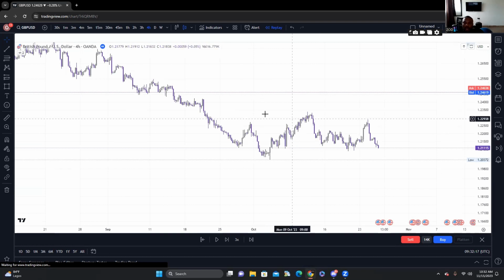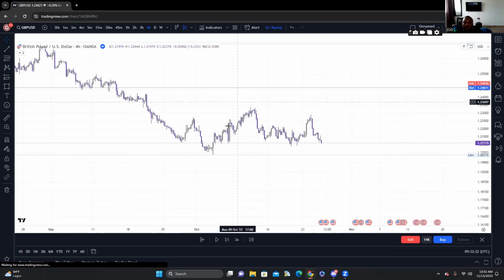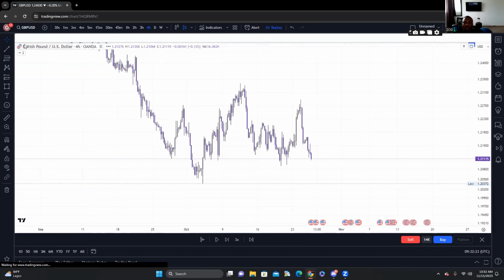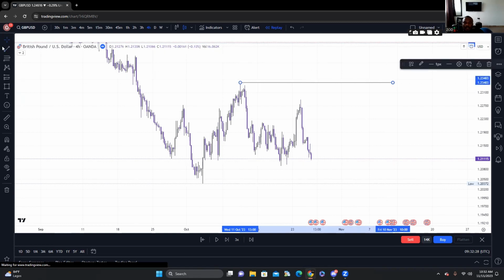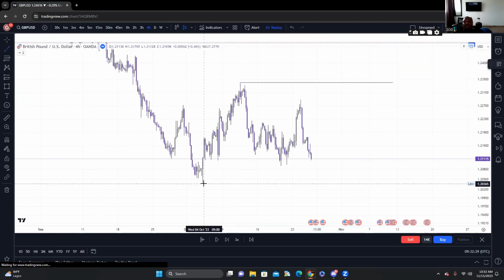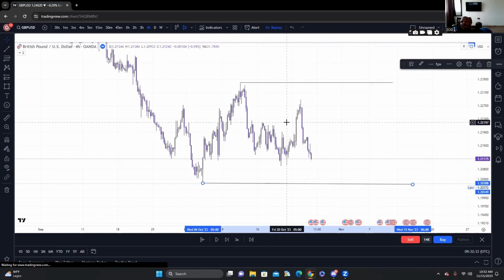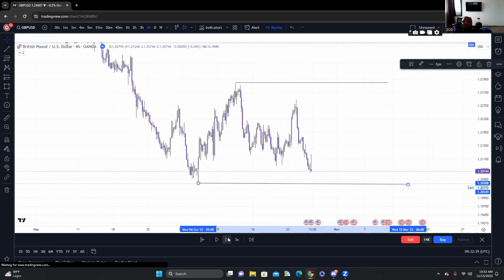Well, we have a change in character here, but at the same time, what we want to do is look at this price leg. That's from this point to this low. That is our price leg. So everything within here is our internal range structure. So let's fast forward and see what price did. This is on a 4-hour time frame.